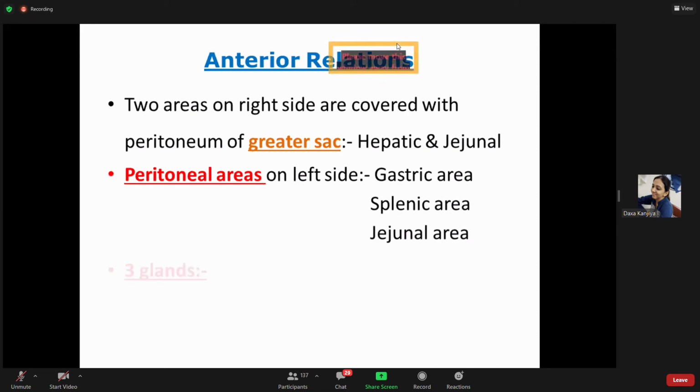On the left side, the anterior surface is related with three glands. Which are these three glands? These are in the form of suprarenal gland, pancreas and spleen. And also on the left side, it is related with the three parts of GIT, like stomach from the foregut, jejunum from the midgut and colon from the hindgut. So these are the anterior relations of both kidneys.